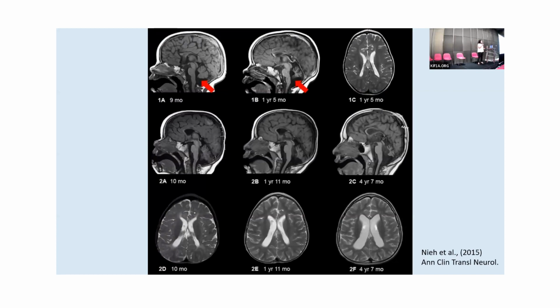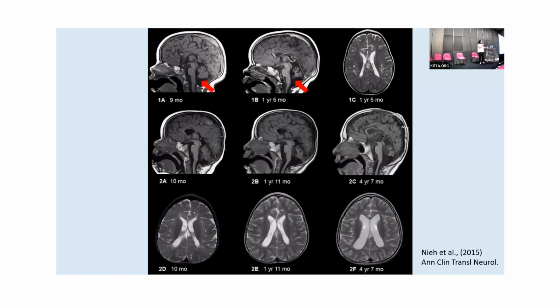So here, the first row shows MRI images from a KAND patient at 9 months of age and 17 months of age. This patient, so the red arrow is pointing to the cerebellum, which is the structure in the back of our skull, responsible for balance and posture. And you can see it's drastically diminished in size.